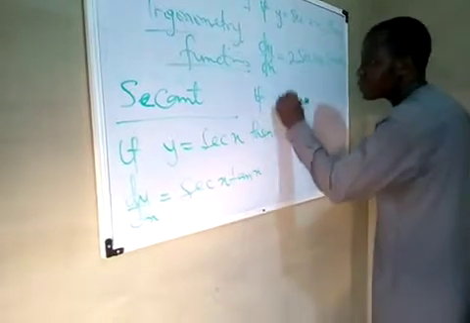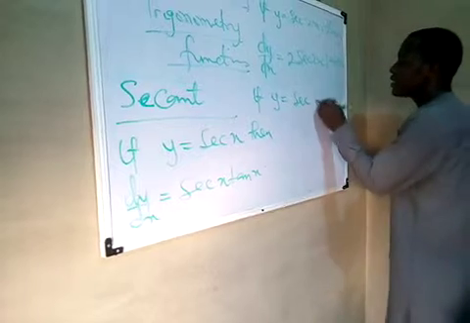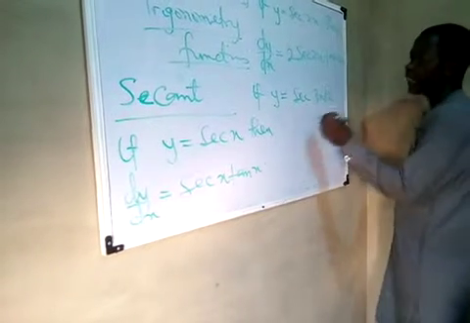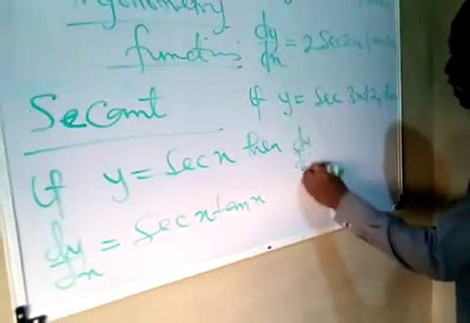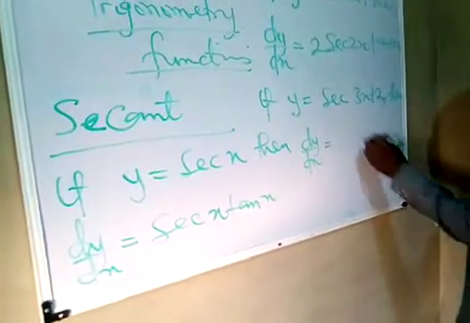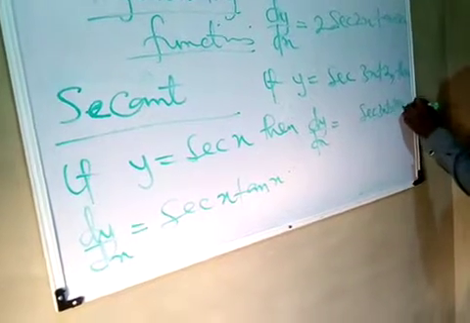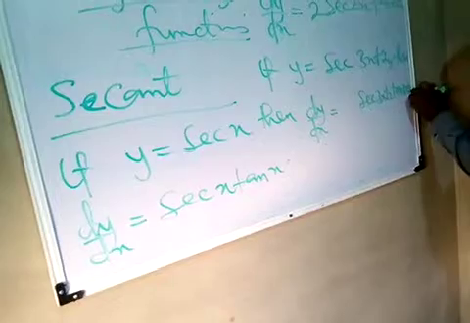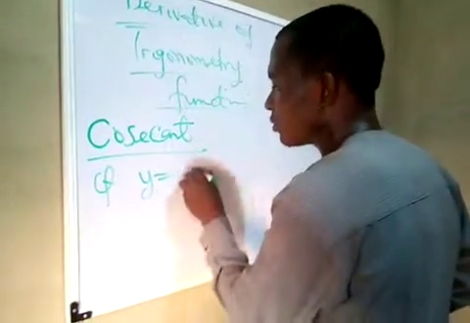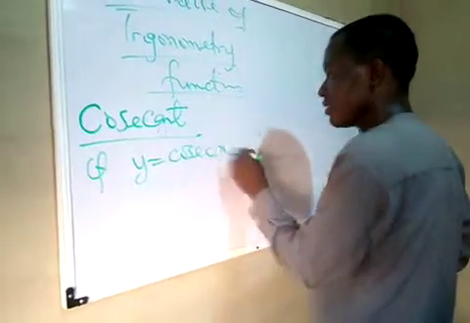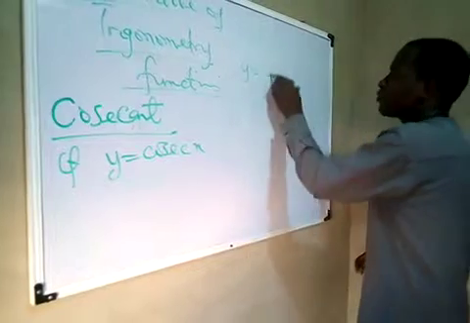If y equals, what should I call it? Sec(3x + 2), then dy/dx will be equal to what? dy/dx will be equal to sec(3x + 2) tan(3x + 2). Now differentiate this, you have 3. So y equals cosec x. What will be our dy/dx? Let's just play with it. y equals cosec x.